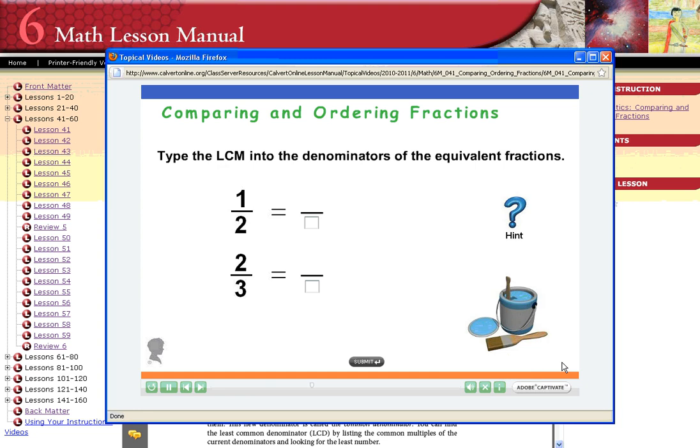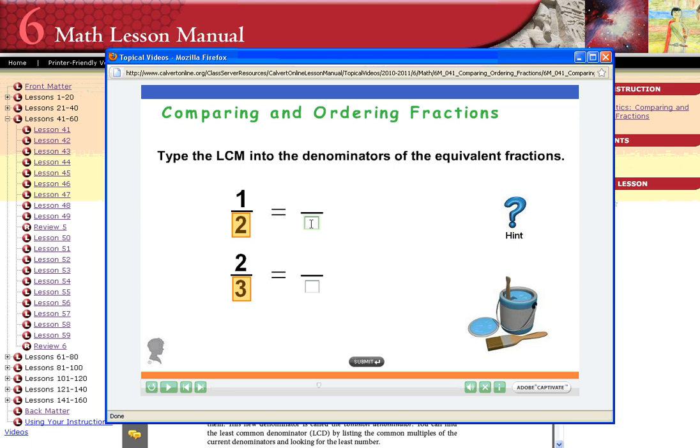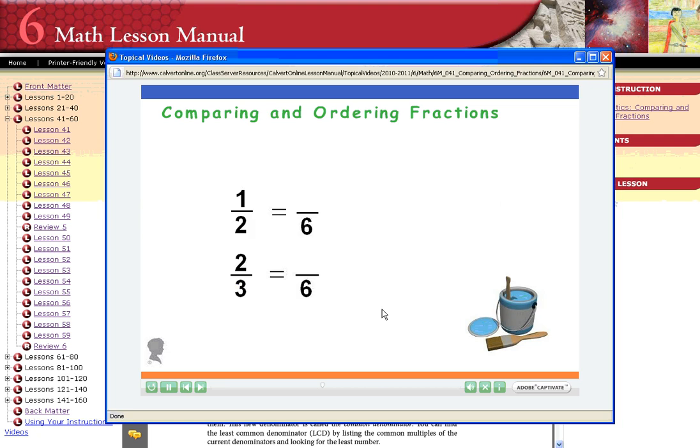Suppose you wanted to know which of these two fractions is greater. You first need to find the least common multiple of the two denominators. On a separate sheet of paper, find the LCM and type the answer into the denominators of the equivalent fractions. Roll over the hint if you need help. When you find the LCM of the denominators of fractions in this way, you have found the least common denominator. Click Next to continue.